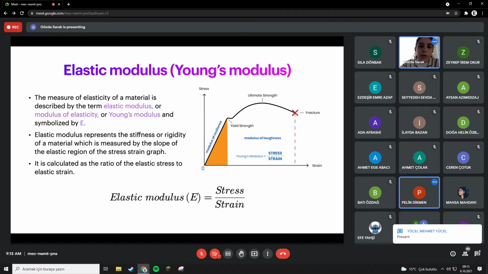Elastic modulus, often known as the modulus of elasticity or Young's modulus, is a measurement of a material's elasticity. The slope of the elastic zone of this stress-strain graph shows the stiffness or rigidity of a material, which is measured by the elastic modulus. It is calculated using the ratio of elastic stress to elastic strain.